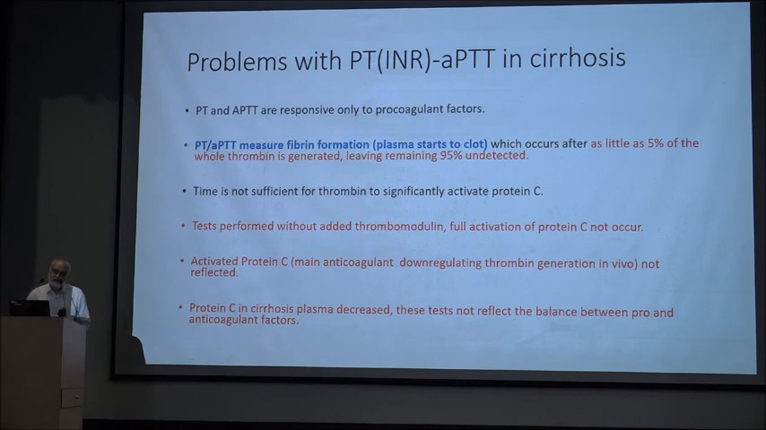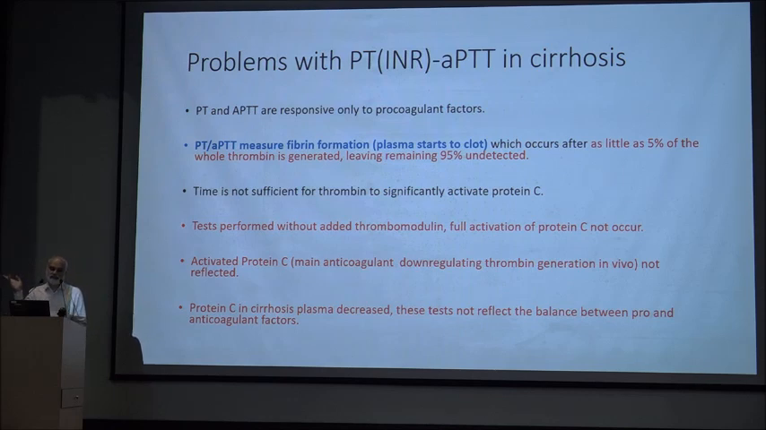Now we all know that there are problems with PT-INR in cirrhosis because these are only responsive to procoagulant factors. PT measures fibrin formation. Whenever plasma starts to clot, it will stop measuring at this level, and this step is reached with as little as only 5% of the thrombin generation, whereas the 95% of the thrombin generation remains undetected by this test. And also time is not sufficient from thrombin to activate protein C.